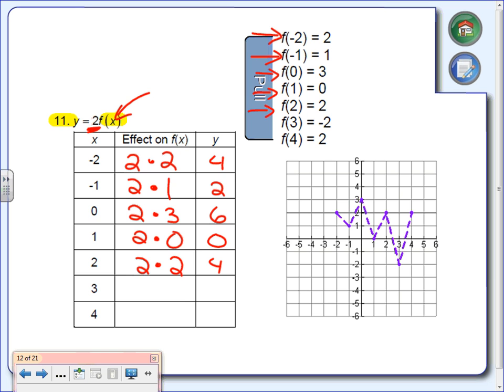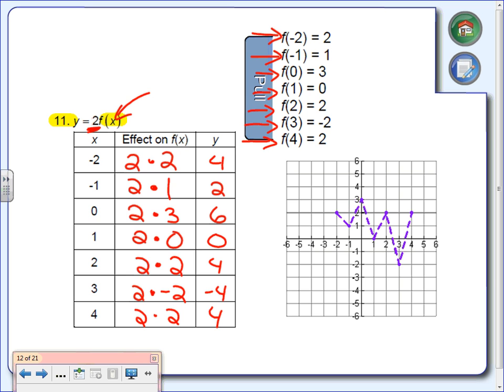Plug in a 3. F of 3 is a -2. And 2 times a -2 will give you a -4. And the last one, if I plug in a 4 here, F of 4 is 2. And 2 times 2 is going to give me a 4. So these are the new y values. So we're going to see what happens to the graph this time.